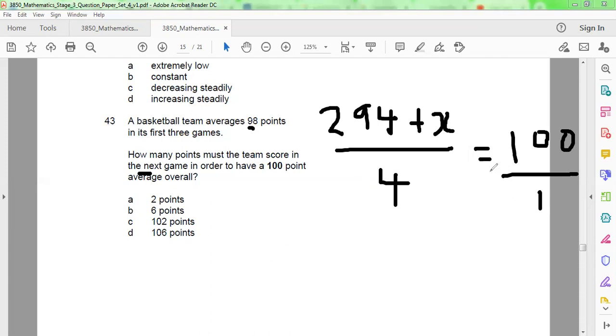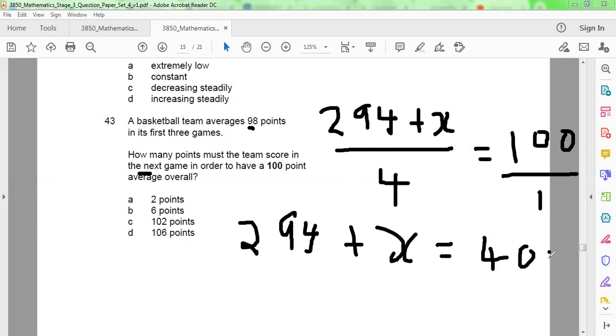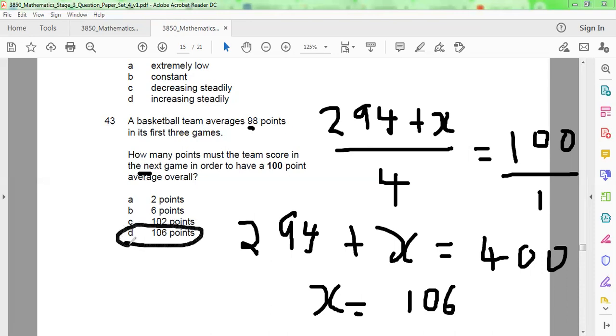So cross multiply, 4 times 100 is 400. So it's 294 plus x equals 400. So we subtract 294 from 400 and we get 106. So in order for the team to have a 100-point average overall, they need to score 106 points in their fourth game.